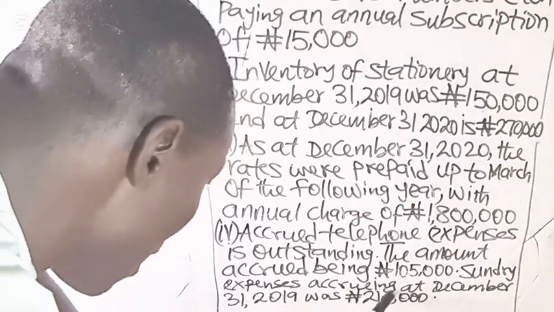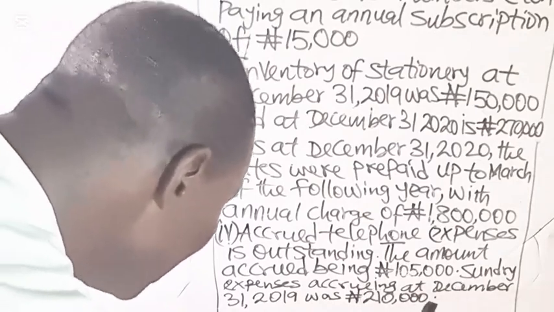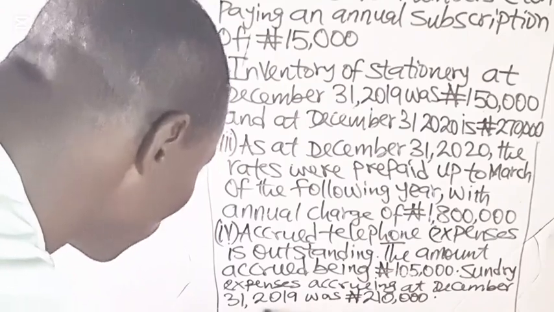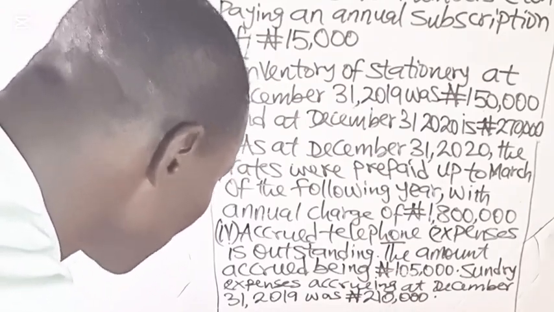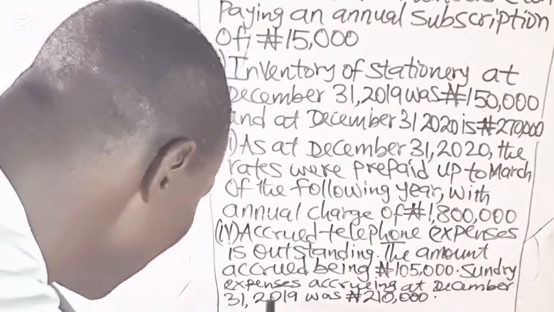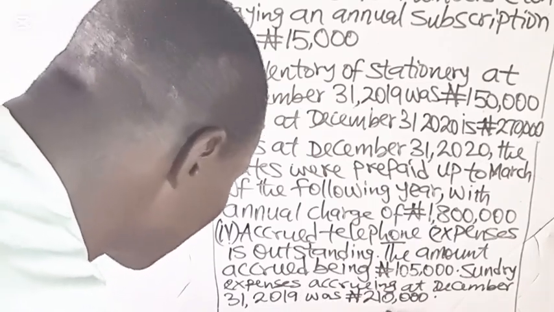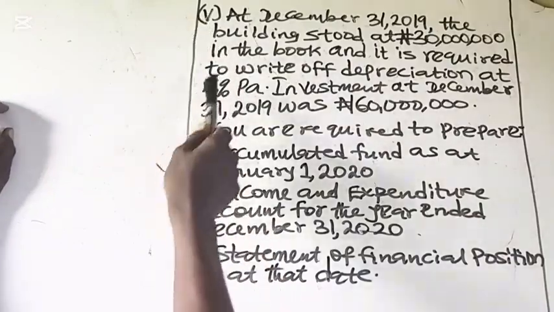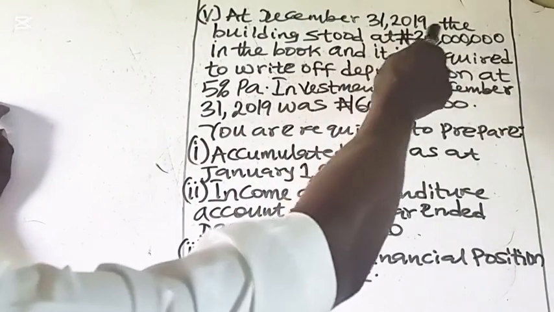Don't believe that accrual will be added. This one will not be added because it is not meant for the year 2020. It was meant for 2019. That is why this amount will be subtracted from the sundry expenses that will be reported in the income and expenditure account. Note 5. At December 31st, 2019, the building stood at 30 million.